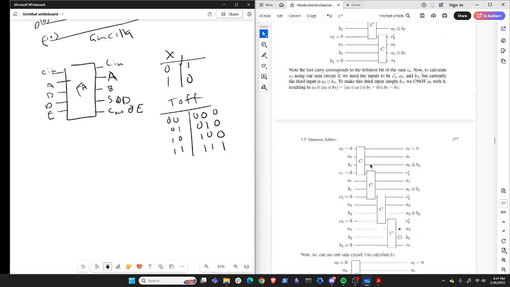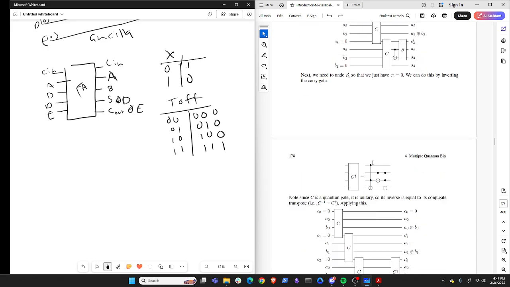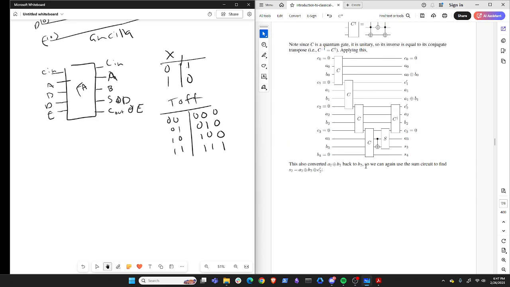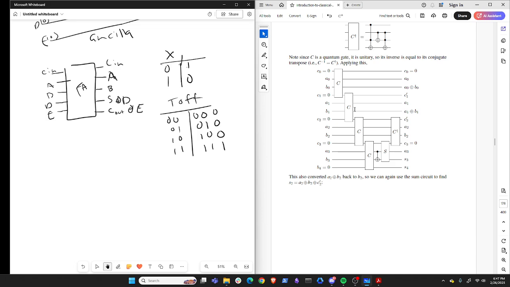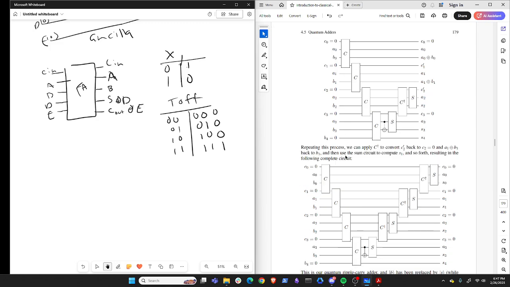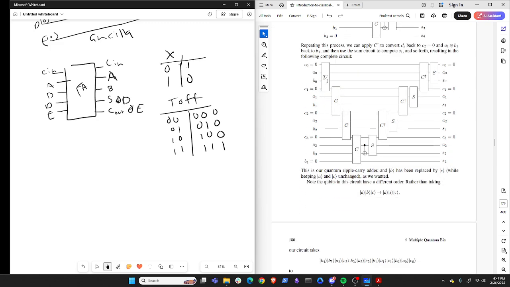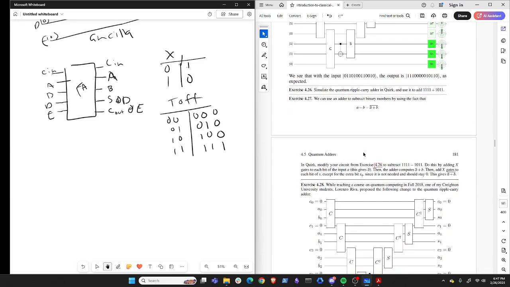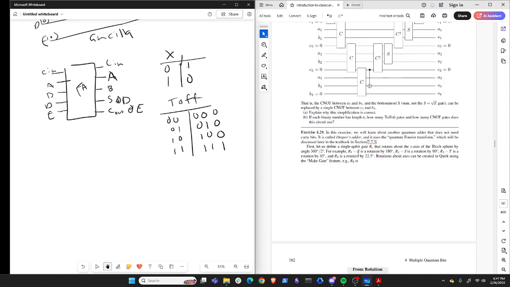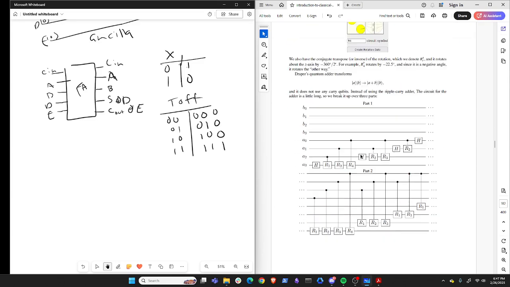This is the one that I tried to build for the lab, and I had some troubles with this because I was forgetting to reset my ancilla bits. So by the time they got here and started to reverse, the ancillas were still holding the values that had been assigned over here. So let's just scroll.